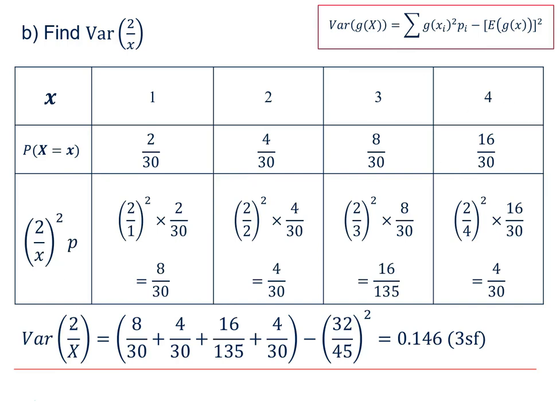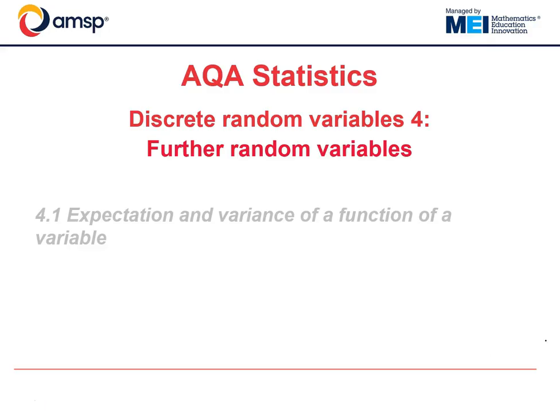So our variance of 2 over x is this first bracket here, which is our E of 2 over x squared, minus our mean squared. So again, try not to forget that, and that's what we worked out earlier, and that will give us 0.146 to 3 significant figures. And that concludes this video.